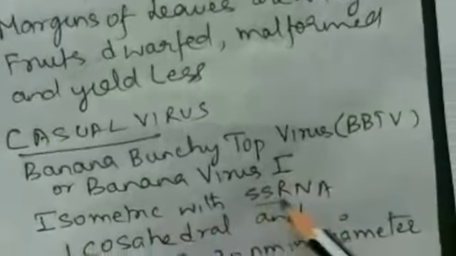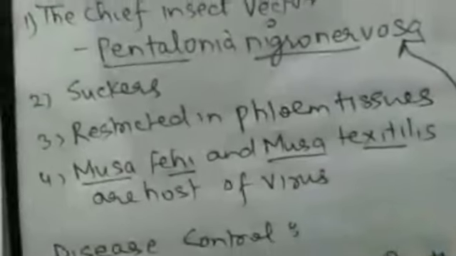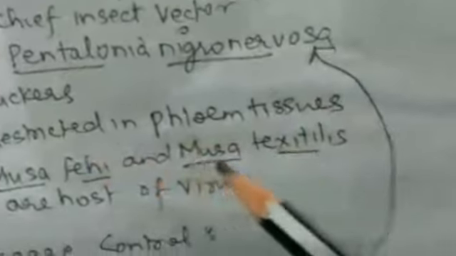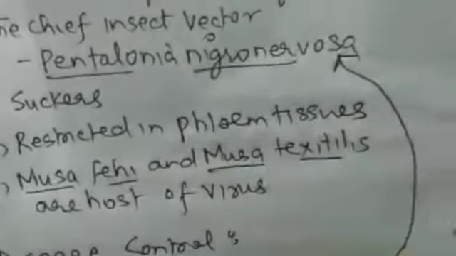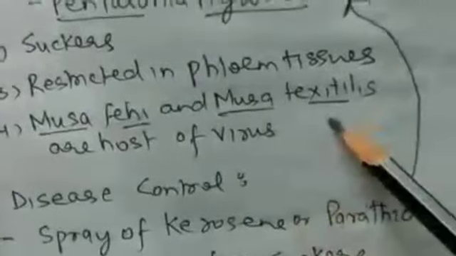The causal virus is the banana bunchy top virus. This is also called banana virus 1. It is a single-stranded RNA virus with isometric symmetry. Icosahedral means it has 20 faces. It is 18 to 20 nm in diameter. For transmission, the chief insect vector is Pentalonia nigronervosa. The other means of transmission are the suckers. Basically this disease is restricted to the phloem tissues. And the other alternate hosts are Musa fehi and Musa textilis.